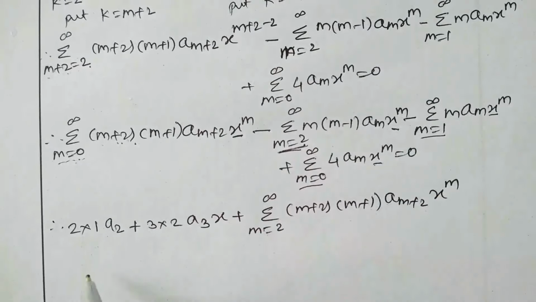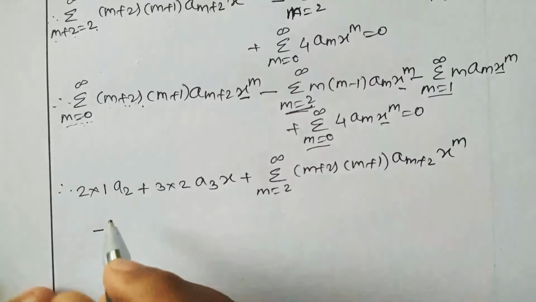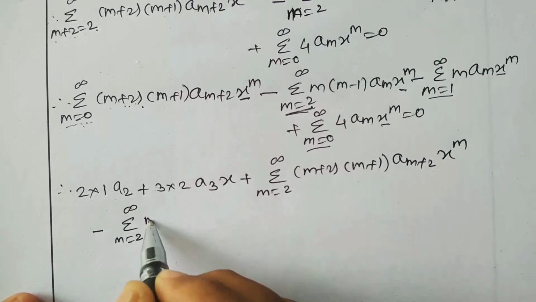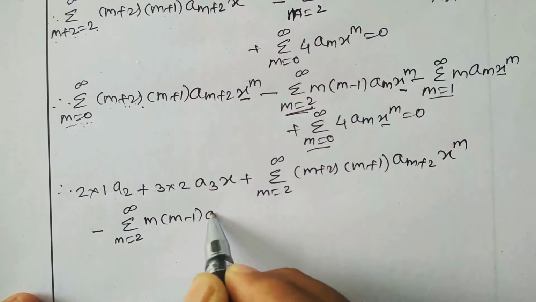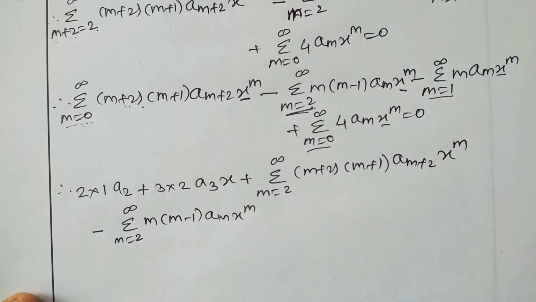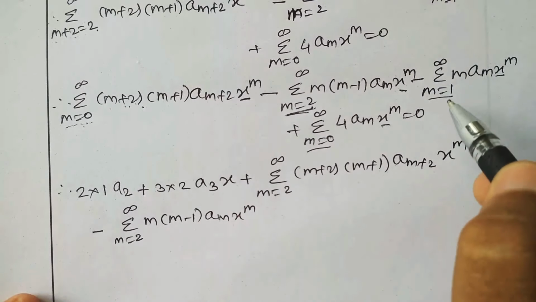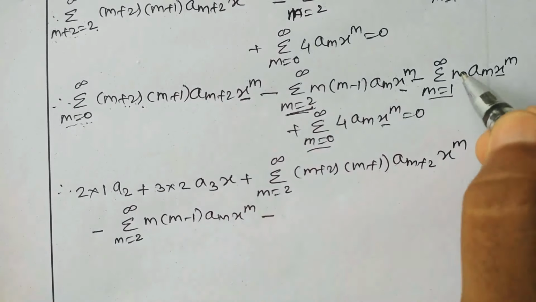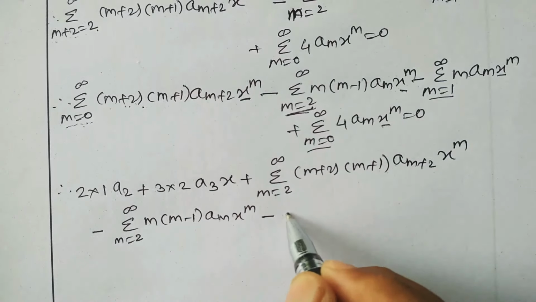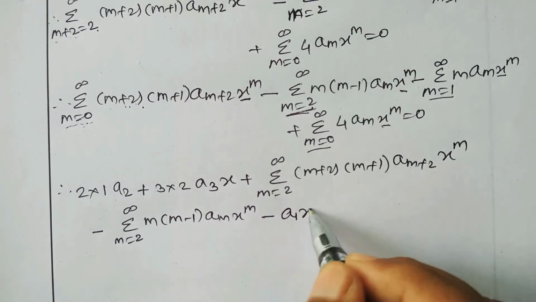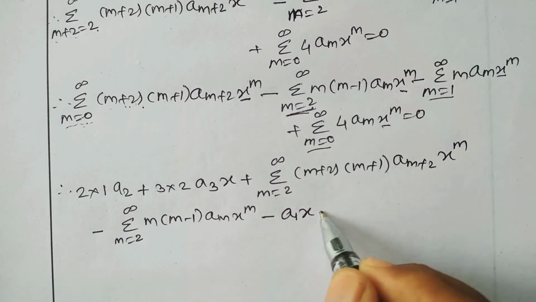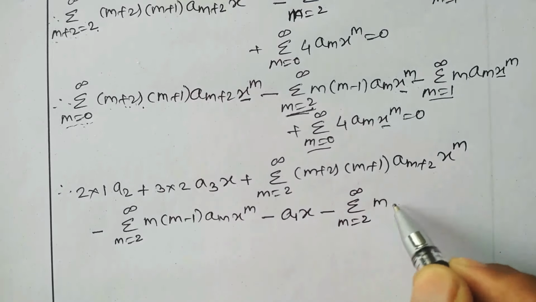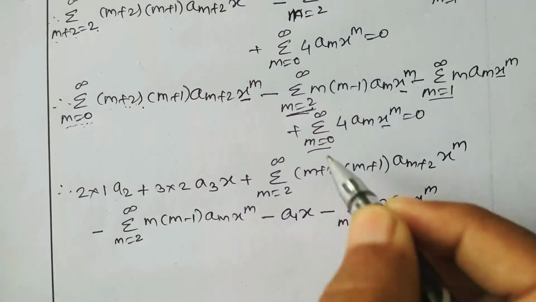Now the second series as it is, minus summation m varies from 2 to infinity, m into m minus 1, am into x to the m. The third series we have to make start from 2. So put m equals 1, you will get minus, the value of m is 1, so 1 into a1 x to the 1, minus sign again, and the series starts from 2 to infinity, m am x to the m.